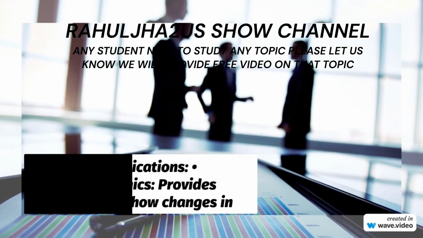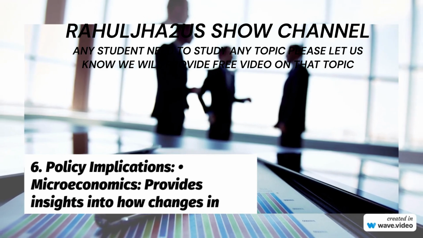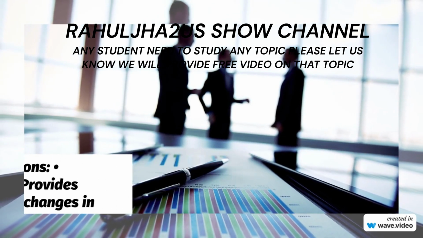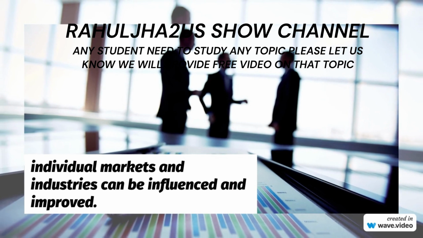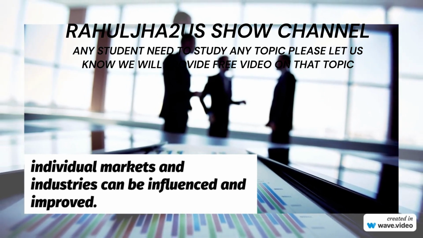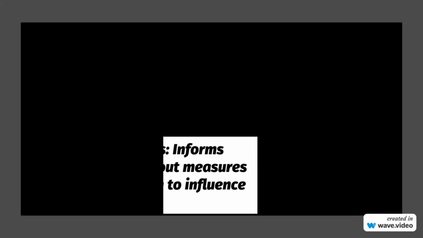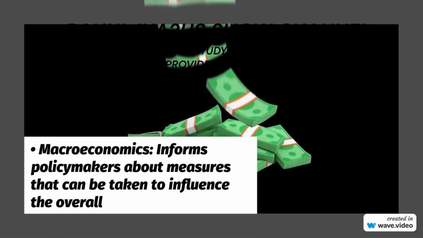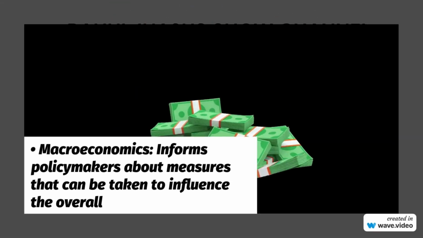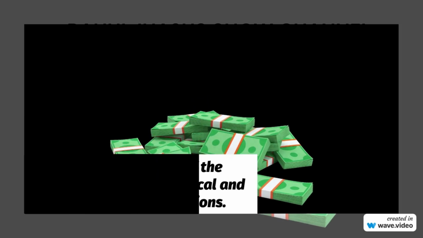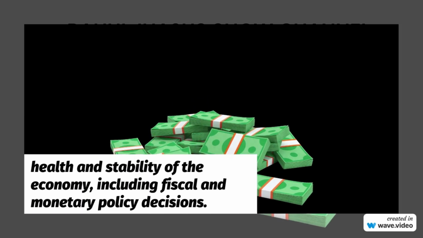Policy implications. Microeconomics provides insight into how changes in individual markets and industries can be influenced and improved. It is less concerned with overall economic policy. Macroeconomics informs policymakers about measures that can be taken to influence the overall health and stability of the economy, including fiscal and monetary policy.